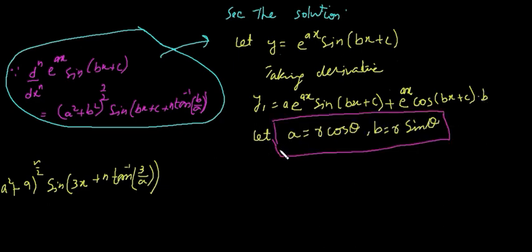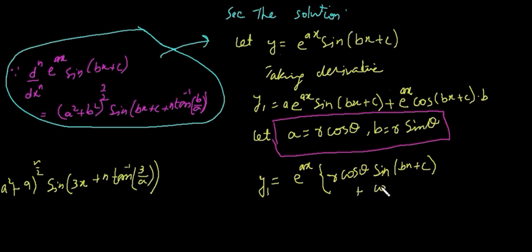Now if I use the supposition that a equals r cos θ and b equals r sin θ, and substitute into the first derivative, I will have e^(ax) common, and then a equals r cos θ, and then sin(bx + c) the same, and then the next term will be plus cos(bx + c), and then b equals r sin θ.